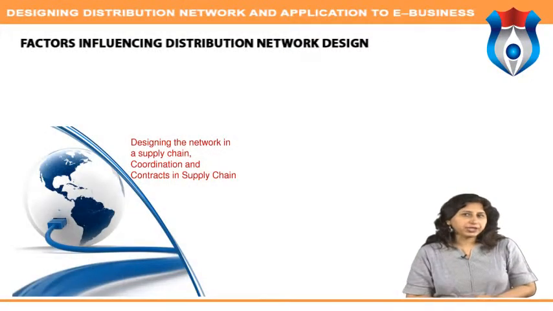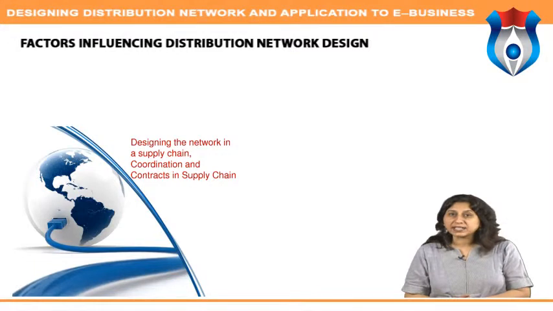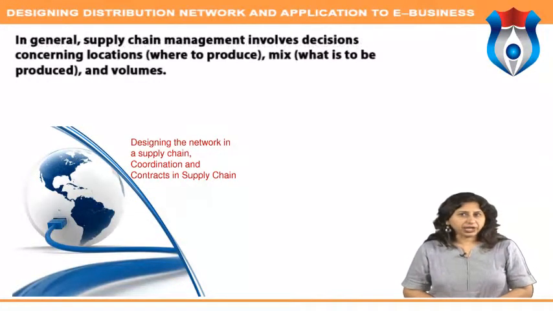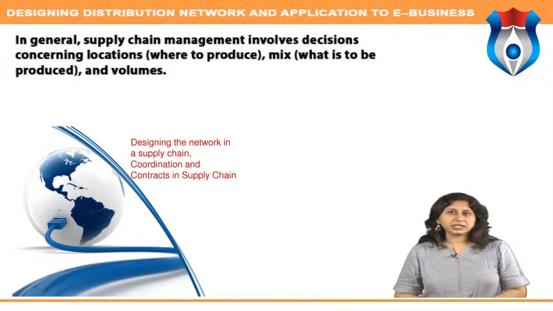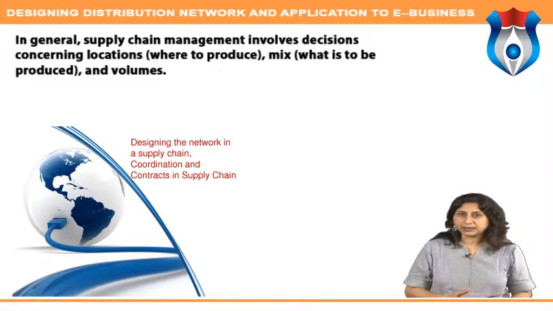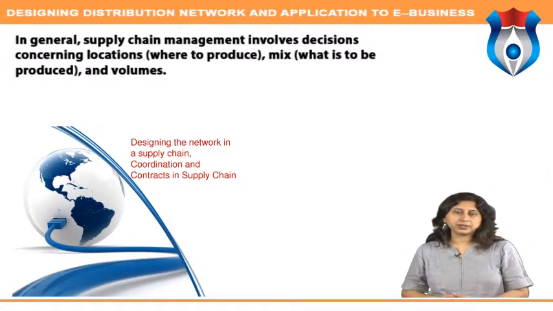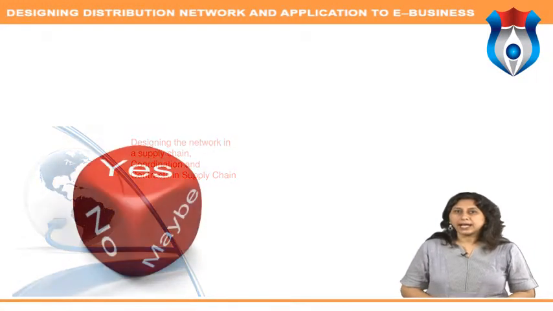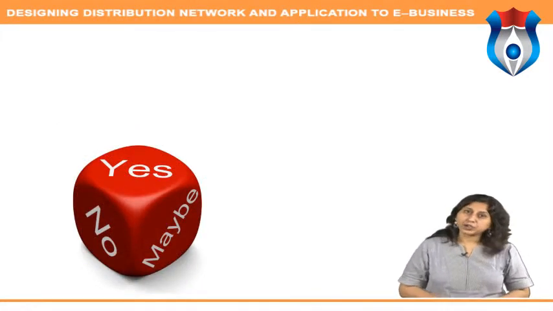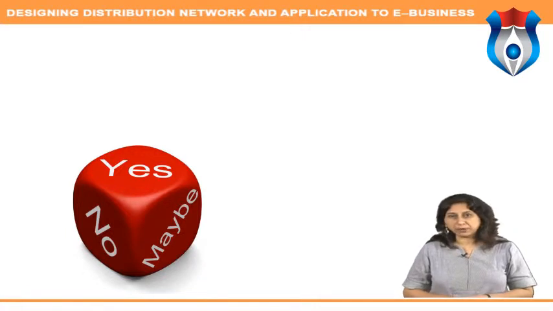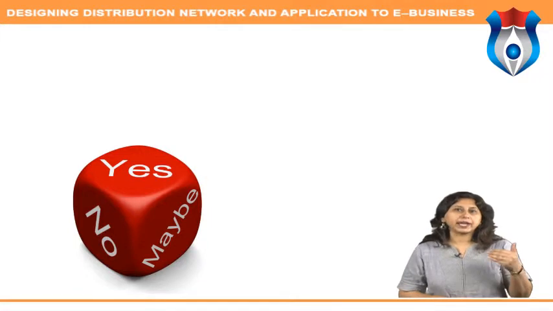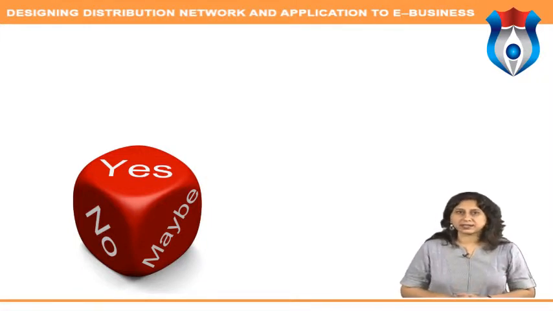Now moving on to the next topic, we will discuss the factors influencing distribution network design. In general, supply chain management involves decisions concerning locations, where to produce, mix, what is to be produced, and volumes. Additional decisions concern IT, for example, how to share information among parties in the process, and finally, facilities location, where to locate plants and distribution centers.